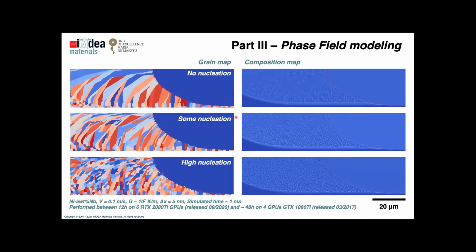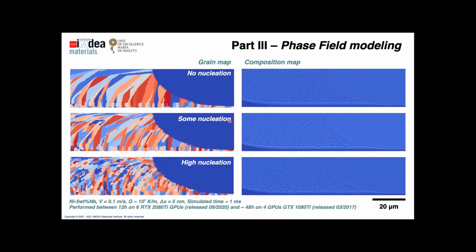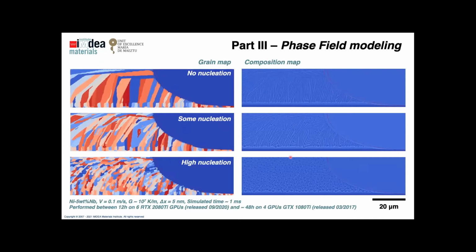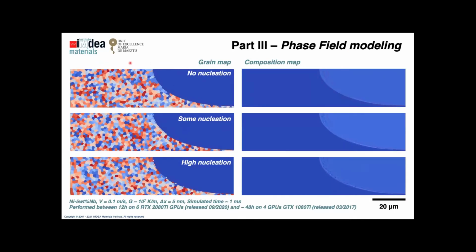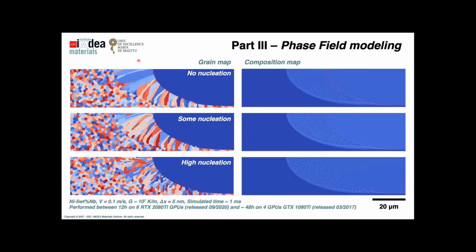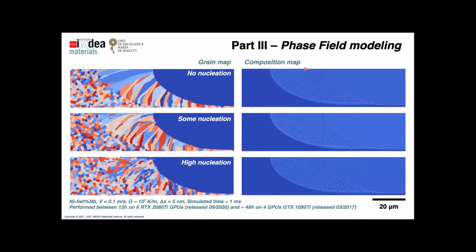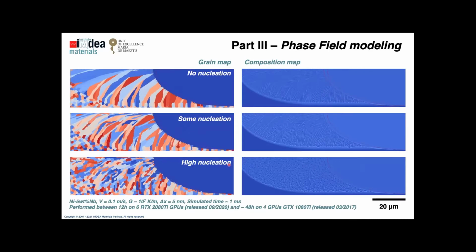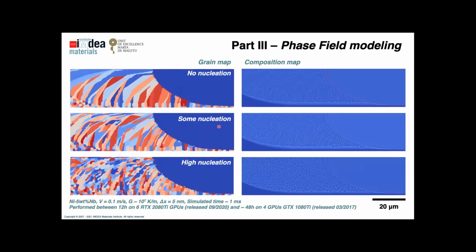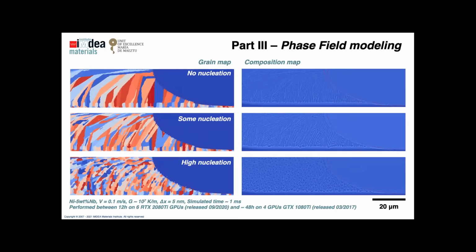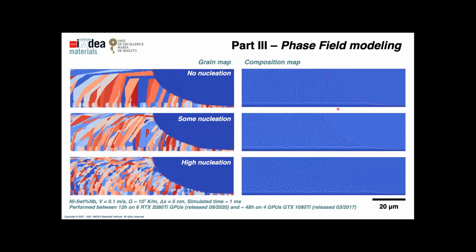And here I'm showing the grain map that results from these 2D simulations and the composition map that you get out of that, where we're following the melt pool in space, traveling towards the right. We can see the result without nucleation, and it's still very qualitative, but we have calibration parameters for the nucleation that can allow us to have different types of grain structure here.